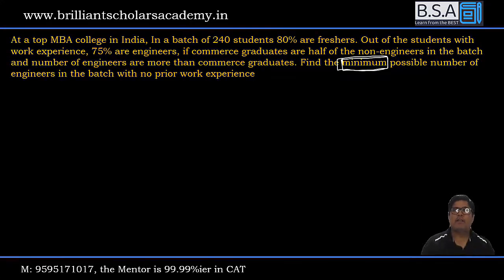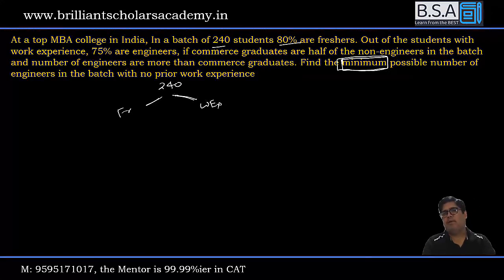So let us work with the given numbers. How many students are in a batch? 240. 80% are freshers. 80% of this number and 20% of this number. 8 times will be 32 carried over 3, 16, so 192. So 20% should be 48. These are the people with work experience. These are people with no work experience, freshers.